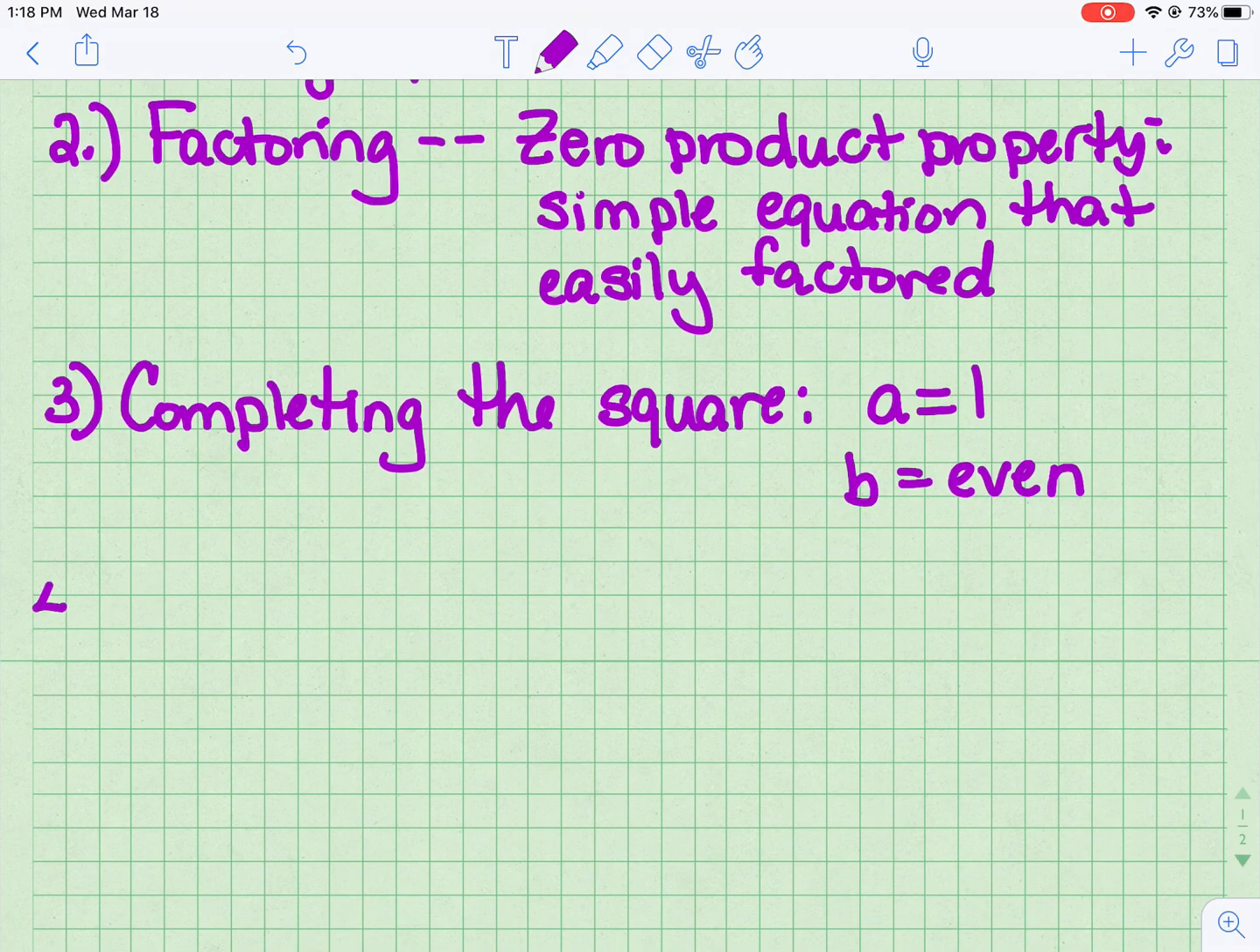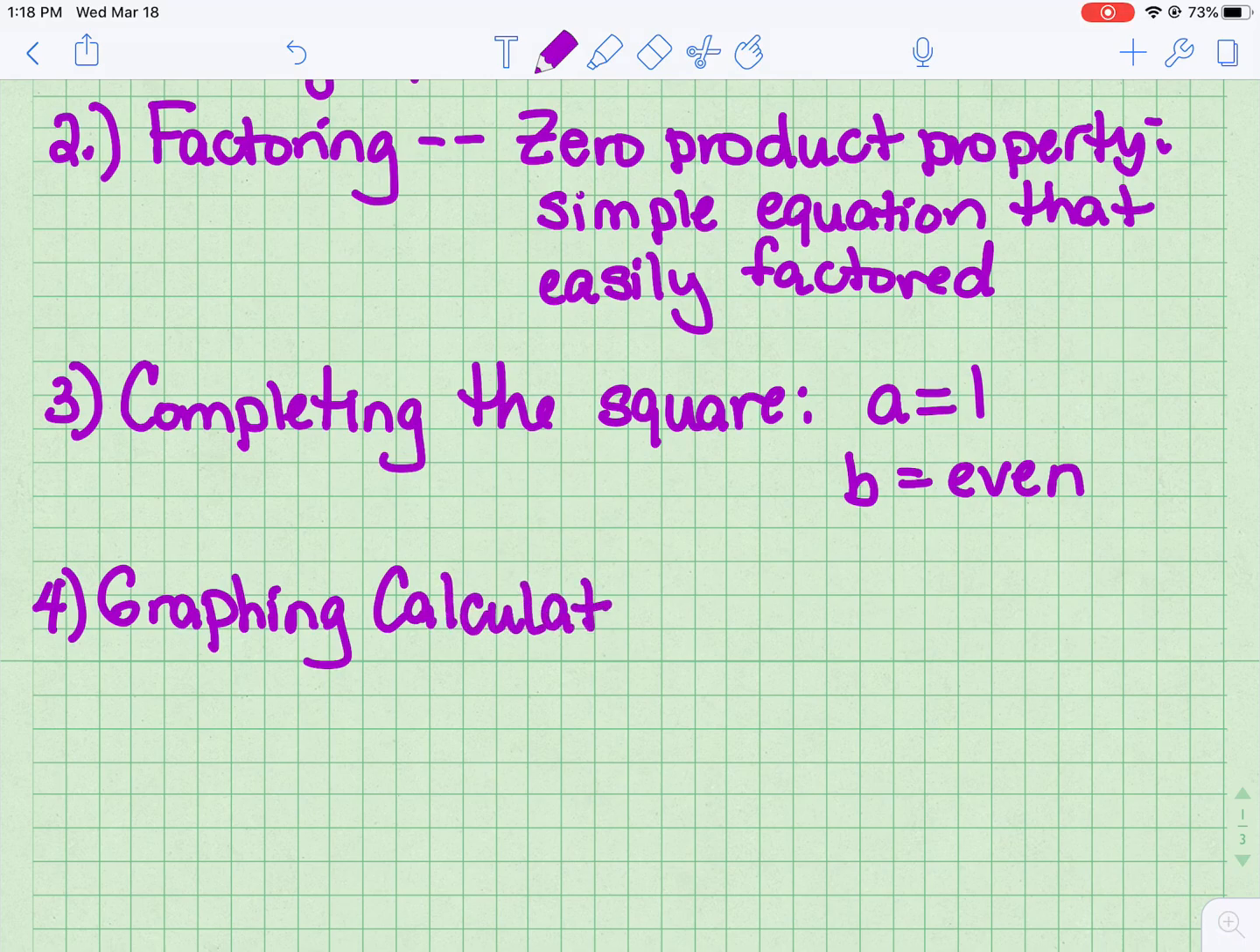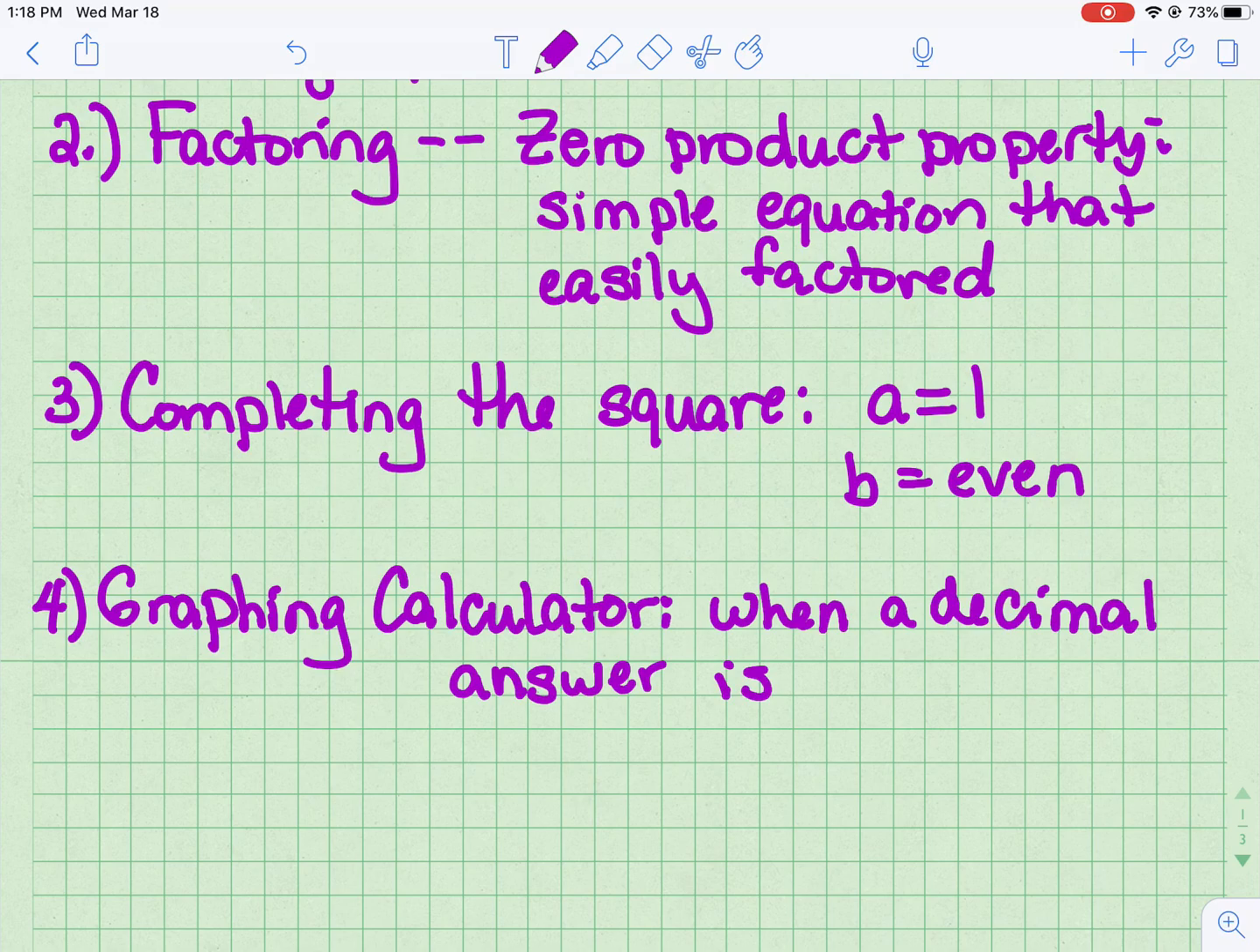The next way is using your graphing calculator. And this is okay to use if you need a decimal answer, when a decimal answer is acceptable. I'll use this in a lot of my word problems to see what the answer is in decimal form. It is usually the quickest way if you're good at using the graphing calculator. It can be very frustrating if the graphing calculator is difficult for you.